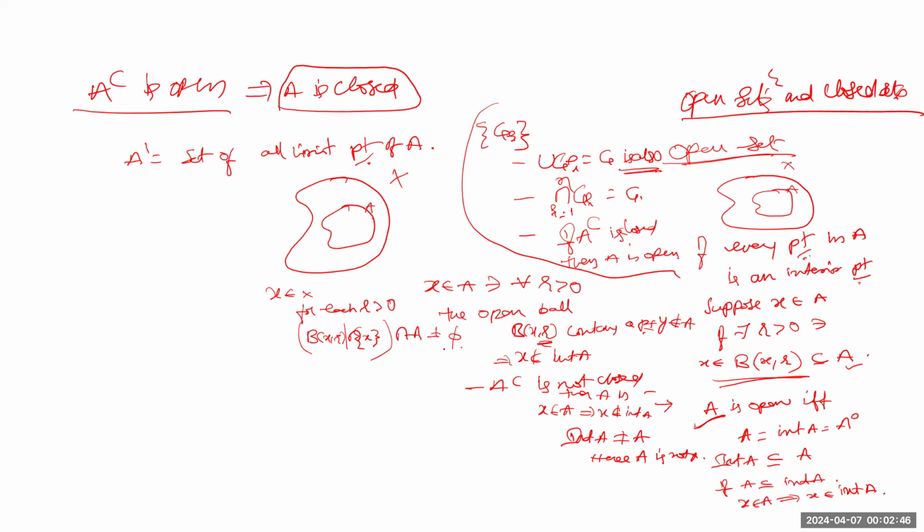If you show that one, then okay. So let me go back. Limit point: this is a limit point of A means every radius R contains at least one point of A other than X. That is called a limit point.